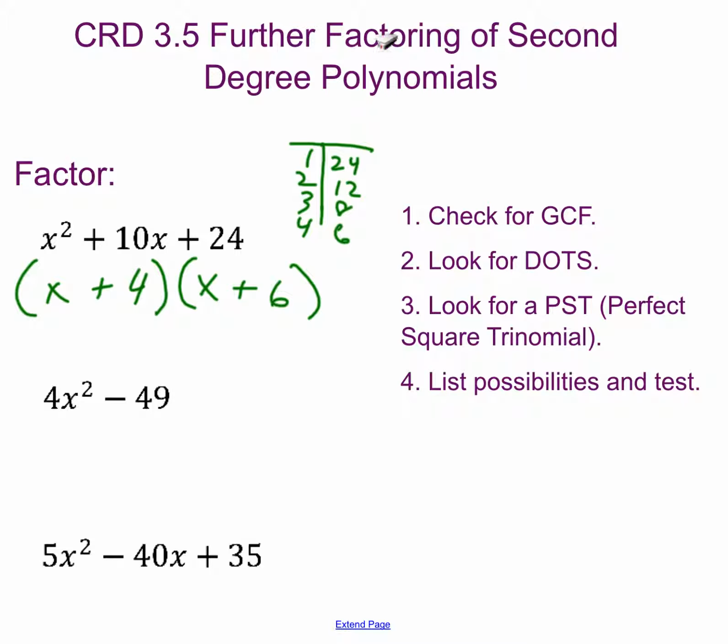Next one. All right, check for GCF. Well, I'm looking at the 4 and the 49, and I'm wondering, do they have anything in common? But no. 49 is special, but it does not share any factors with 4. So no GCF. Now look for DOTS. Okay, I see a difference of 2 terms, and they're both perfect squares. So difference of 2 squares. Here it is, a difference of 2 squares.